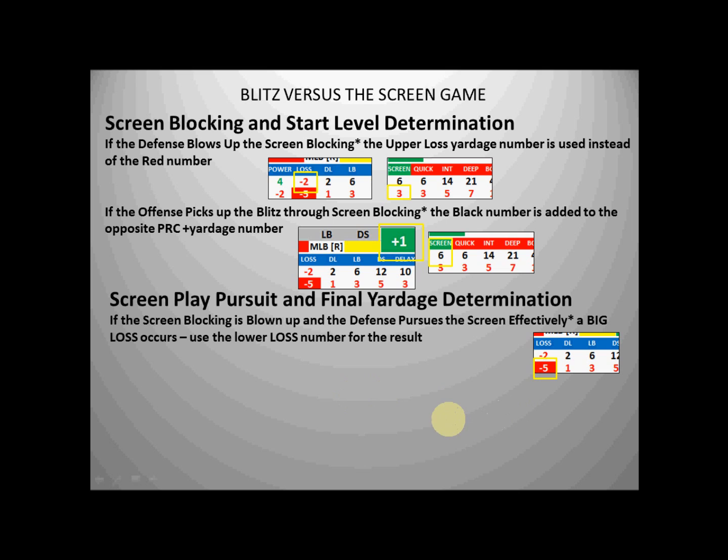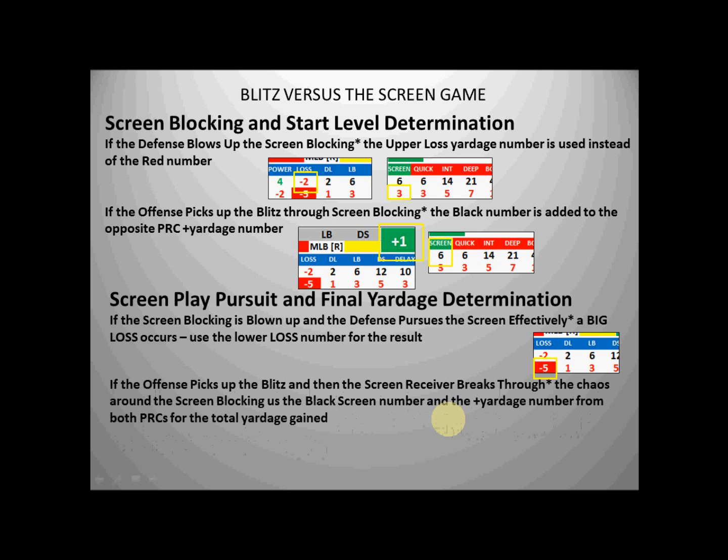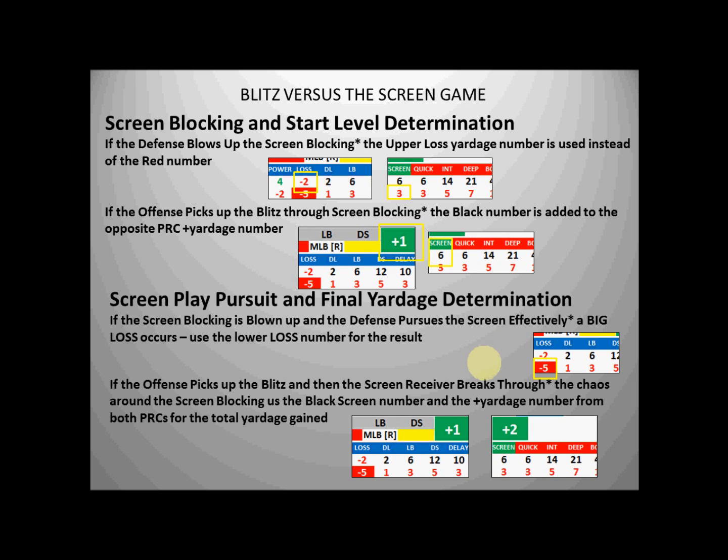That's a 5-yard loss. However, if the offense picks up the blitz and then the screen receiver breaks through, or the offense picks up the blitz and then the defense doesn't pursue it effectively, then it's going to be a bonus, right? So to determine this, you add both of the plus yardage numbers from the left and right PRC plus the black number for a total yardage gain. So we're going to see here it's 9 yards.